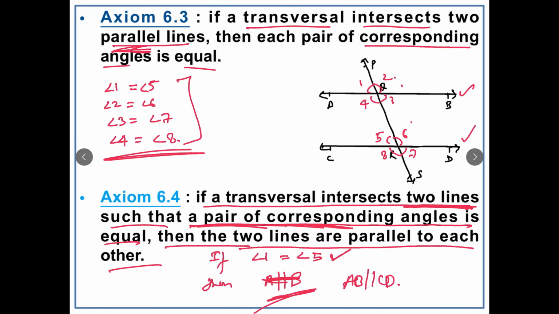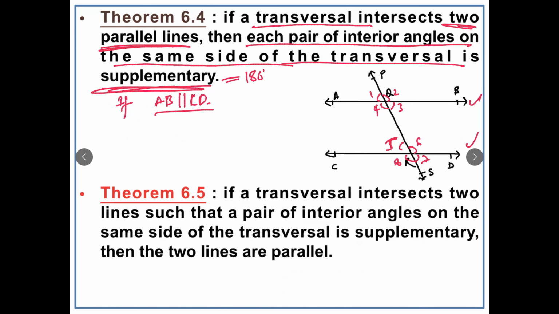Okay, if AB is parallel to CD, then the sum of these two angles, that is angle 4 plus angle 5, has to be 180 degrees. Similarly, angle 3 plus angle 6 has to be equal to 180 degrees. That means they have to be supplementary angles.